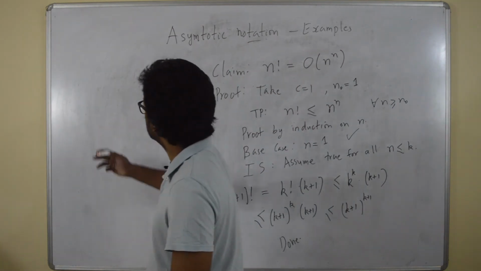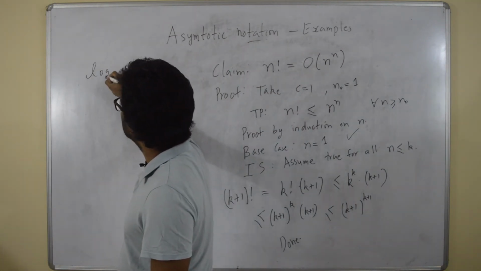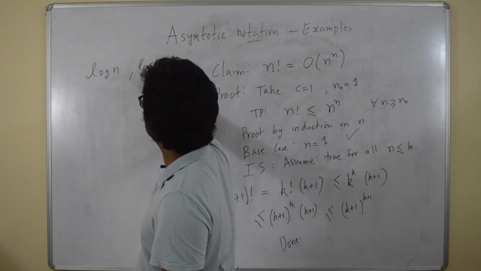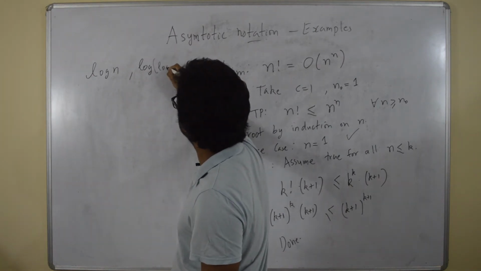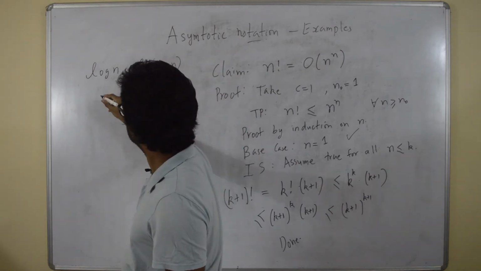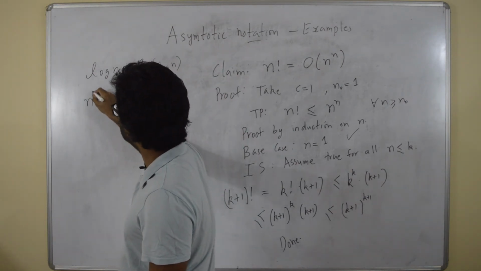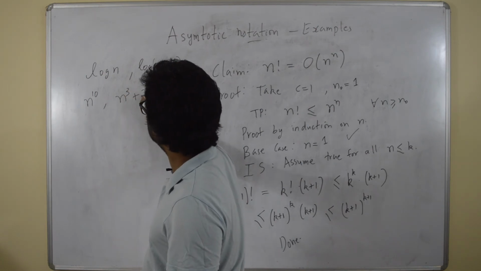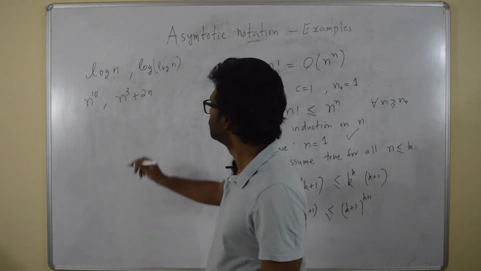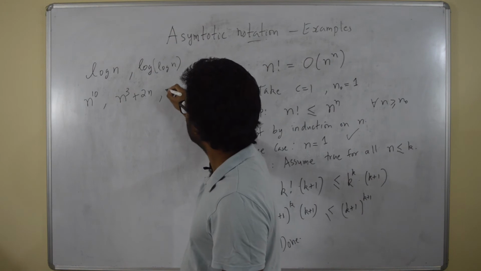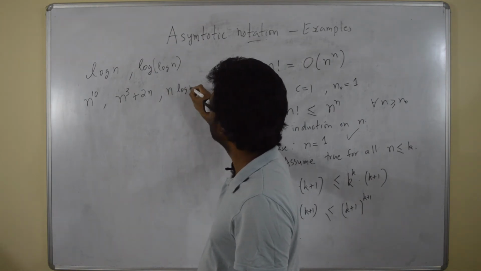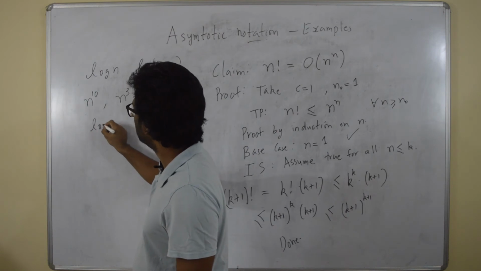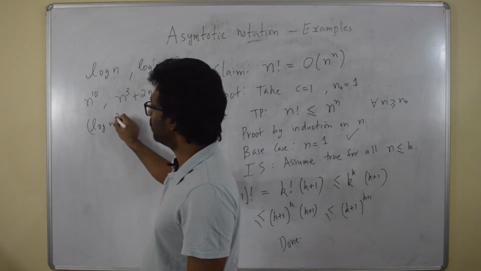Let me just list down log n, log of log n, right? Now n raised to 10, n cube plus 2n. So okay, n log n and log n square.